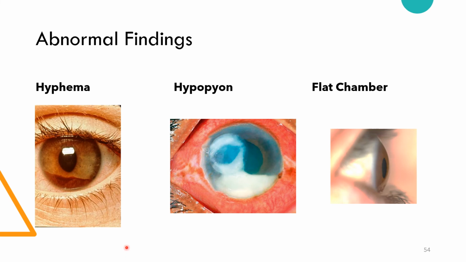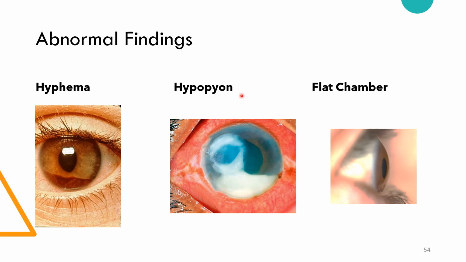Here are some abnormal findings in the anterior chamber. On the left, we see a hyphema, or blood that is starting to fill the space between the cornea and the iris. Sometimes this is associated with surgical interventions. Sometimes this is associated with trauma.